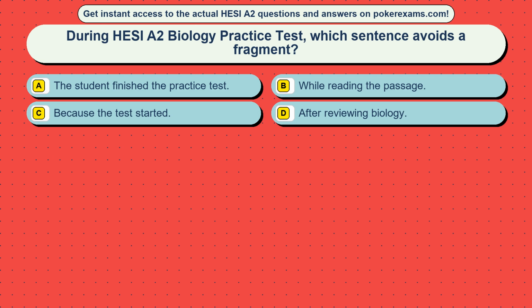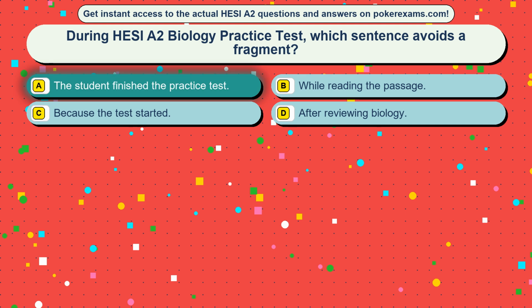Question 31. HESI A2 Biology practice test, which sentence avoids a fragment? Option A. The student finished the practice test. Option B. While reading the passage. Option C. Because the test started. Option D. After reviewing biology. The correct answer is option A.